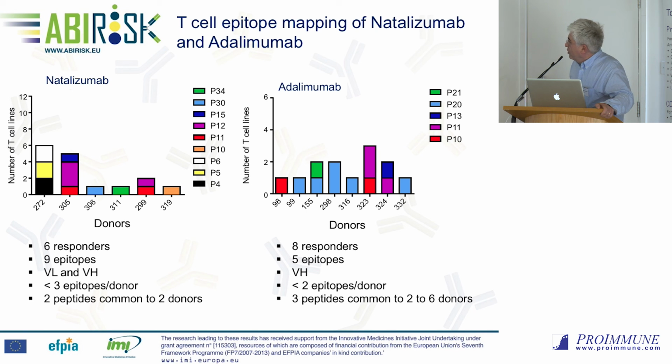We find 9 different epitopes. And with adalimumab, finally, we have a reduced number of T-cell epitopes, and you see that we find only 5. And you can see that one of these epitopes in blue is shared by different donors. And next time I will show you where it is.